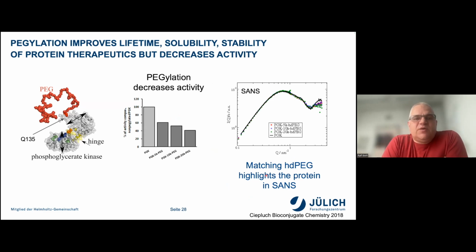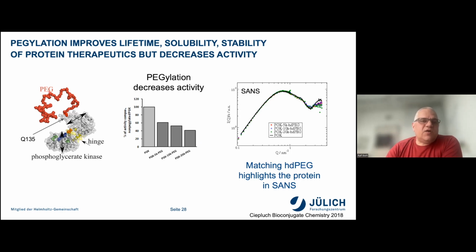Now, PGK is a very nice protein also to look at pegylation, just because we have these well-defined domain motions that are related to activity. And pegylation is used for drugs to improve lifetime, solubility and stability for protein therapeutics, but it is also found that often it decreases the protein activity. The reason for that is unknown, and there are some ideas that the active center is just covered and things like that. But this does not fully explain it, because then we would see no activity at all.